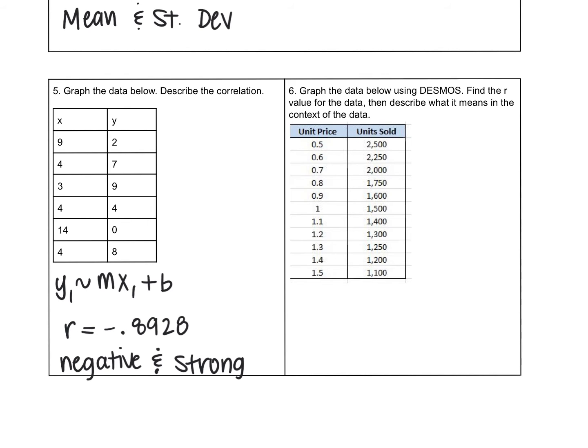We are also going to do the same thing for our next example. So our next example talks about the relationship between unit price and units sold. So the unit price is going to be our x values.